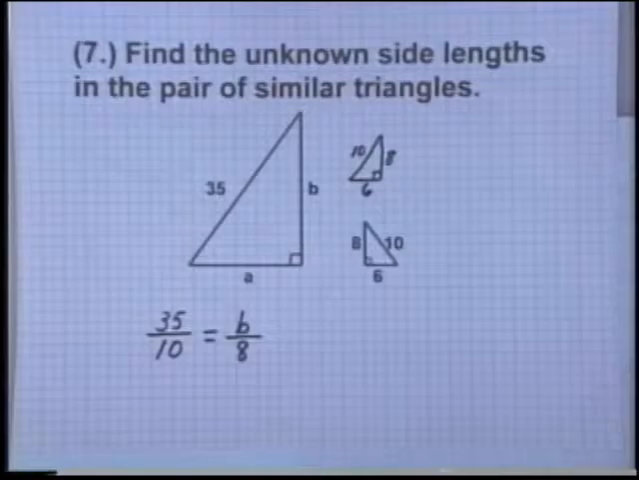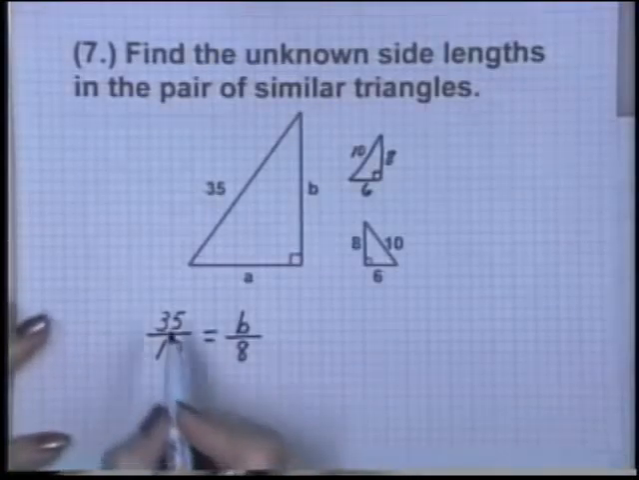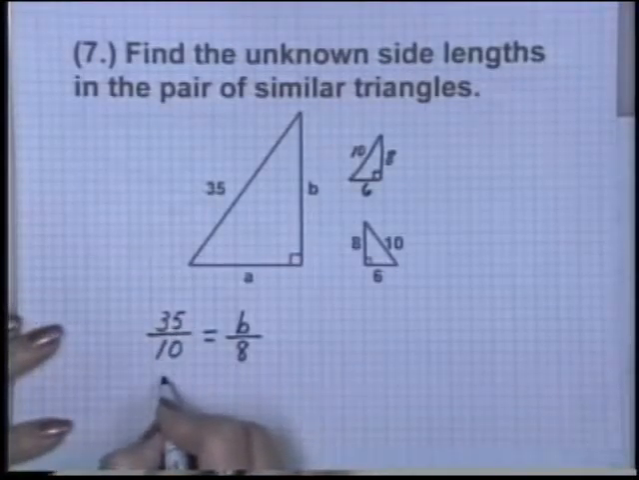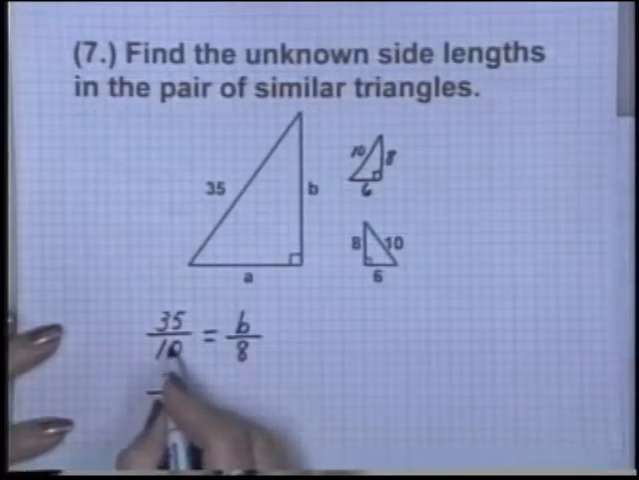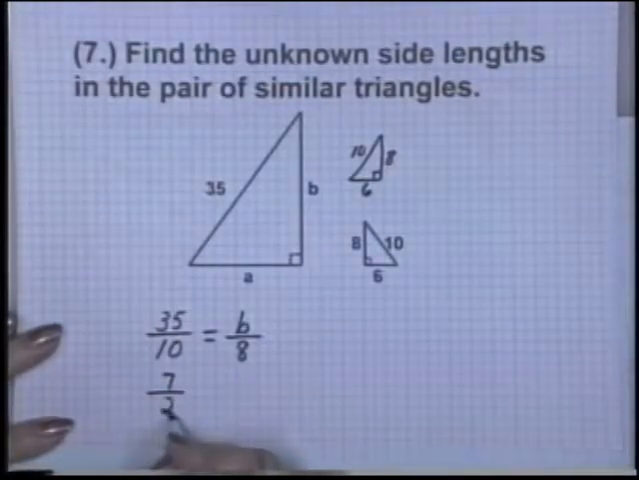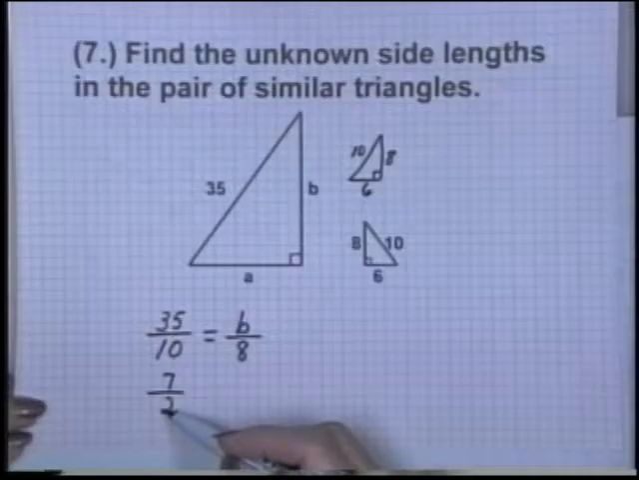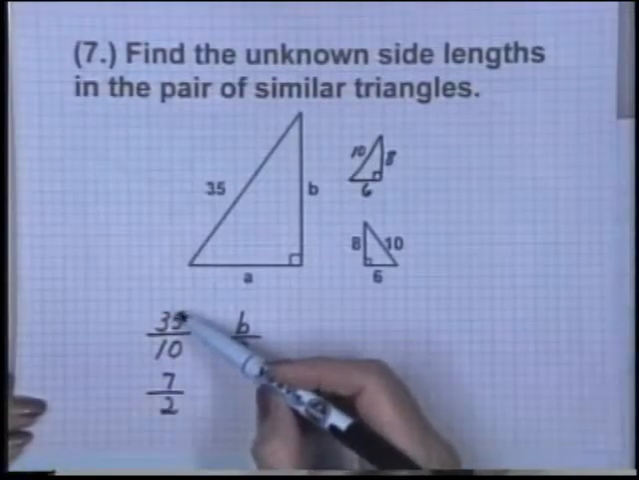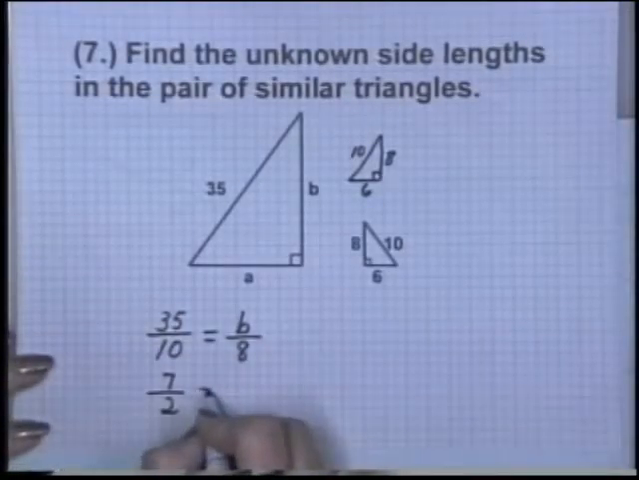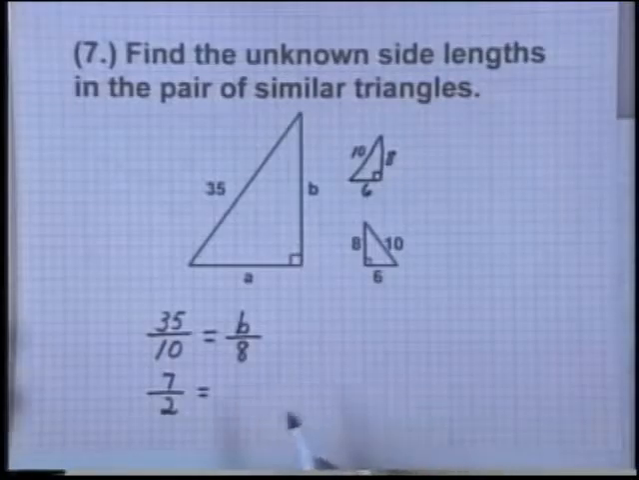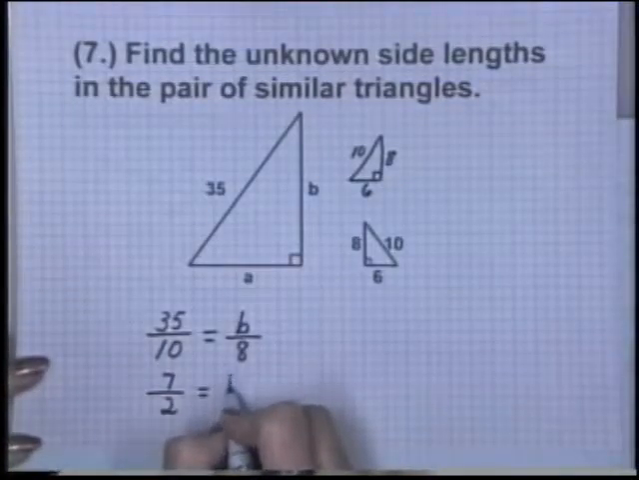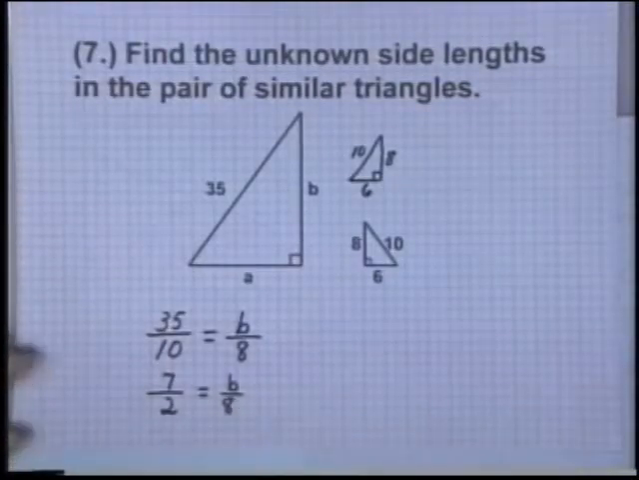Once again, since it is a proportion, we can cross multiply, but before I cross multiply, when I can reduce, usually I will reduce. 5 divides into 35 7 times, and 5 divides into 10 twice. So 7/2 is the same number or ratio as the 35 tenths. 35 is to 10 as 7 is to 2. And I think that'll be a little easier to work with.